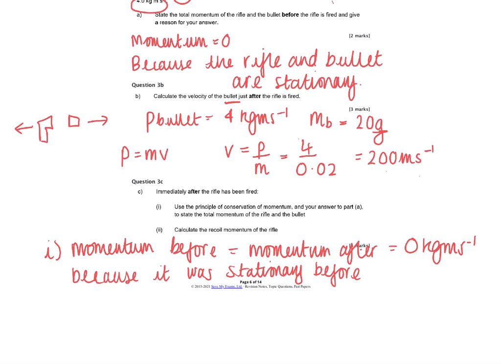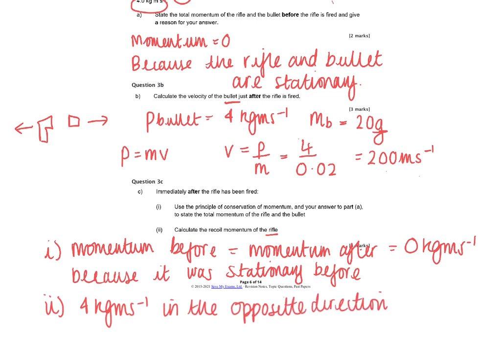And part II, calculate the recoil momentum. So it's going to be 4 kilogram meters per second. So it's going to be the same as the bullet. The recoil momentum of the rifle is going to be the same as the bullet, but in the opposite direction to the bullet. It's really important that we state that so that it still agrees with the conservation of momentum. So the rifle goes 4 kilogram meters per second one way and the bullet goes the other way. So overall, the system has not changed at all in momentum. It's still 0 kilogram meters per second.